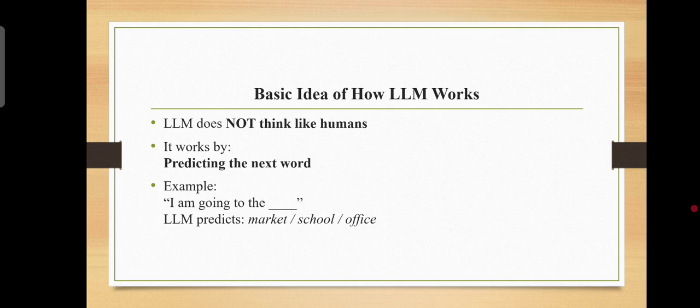Now let's understand the basic idea of how LLM actually works. LLM does not think like humans. It works by predicting the next word. For example, if I say I am going to the, you may think market, school, or office. In the same way, LLM also predicts the most suitable next word based on what it has learned.